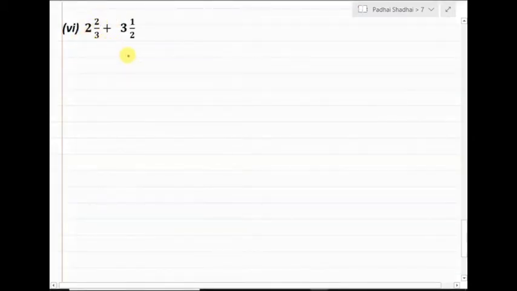Here again mixed fractions, 2 integer 2 by 3 plus 3 integer 1 by 2. First we have to convert them into improper fractions. So 3 2s are 6 plus 2, that is 8, and the denominator will be as it is, 3. Again 3 2s are 6 plus 1, that is 7, and the denominator as it is, 7 by 2.